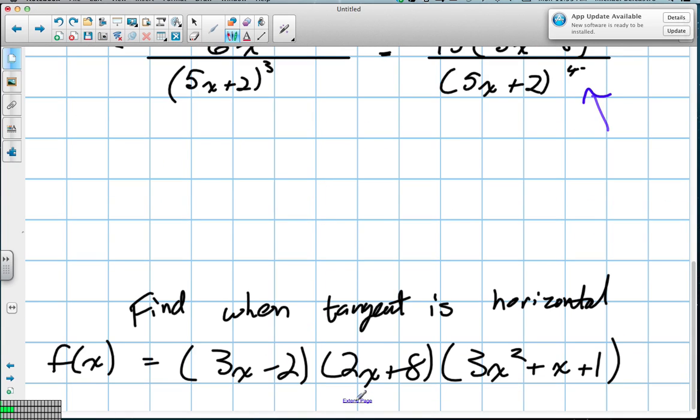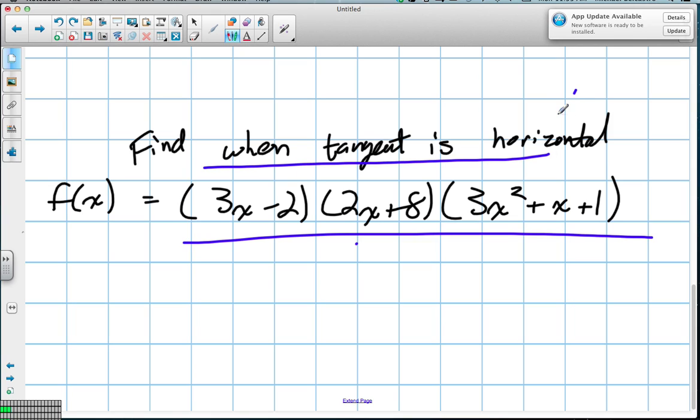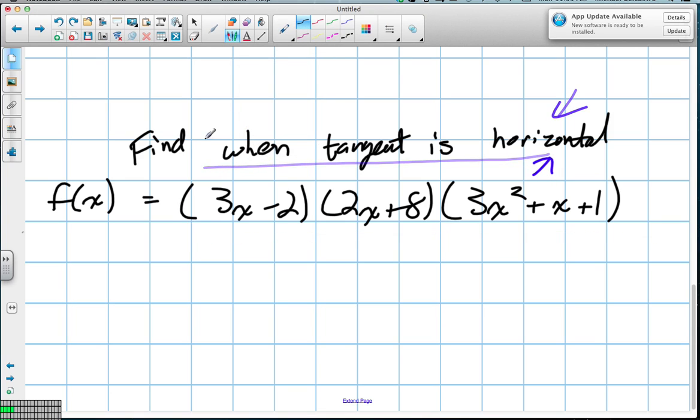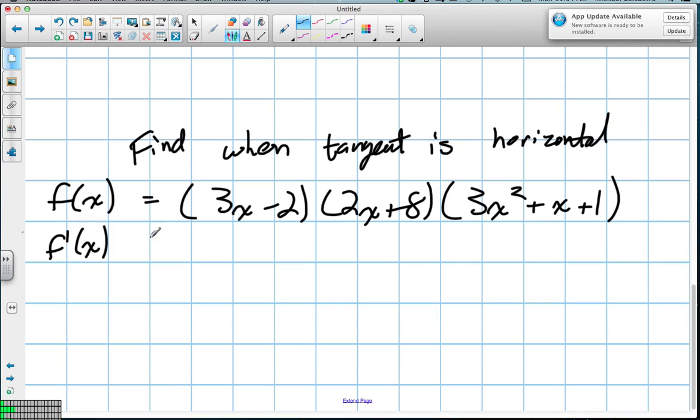In our second example, we have a very large product rule, and the question asks us to find the tangent when it's horizontal. Okay? So we're going to derive this function, and then we're going to talk about what it means to find a tangent when it's horizontal. So the derivative, f prime x, and hopefully I wrote that above when I went through this. No, I did not. f prime x.